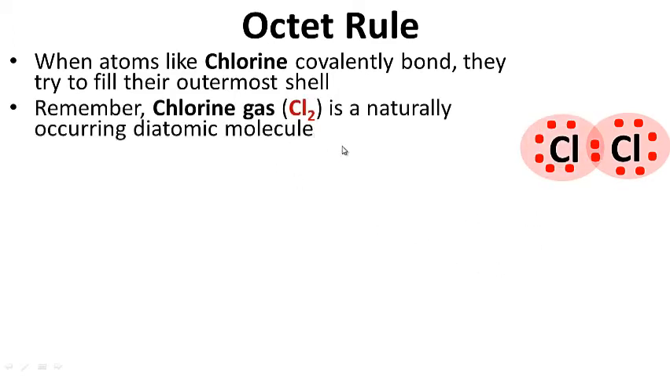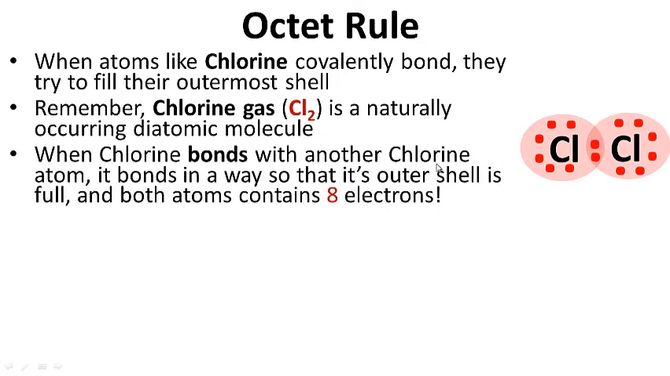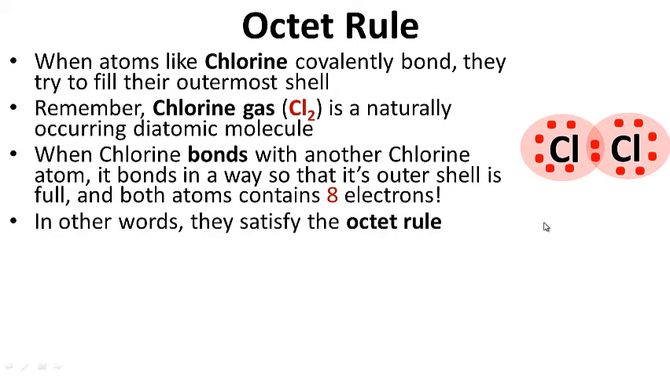Remember, chlorine gas, Cl2, is a naturally occurring diatomic molecule. When chlorine bonds with another chlorine atom, it bonds in a way so that its outer shell is full, and both atoms contain 8 electrons. So notice here, Cl2 bonds in a way so that its outer shell has 8 electrons, and it's happy. It meets the octet rule, or the octet rule is satisfied. So in other words, like I said, when they bond, they satisfy the octet rule.